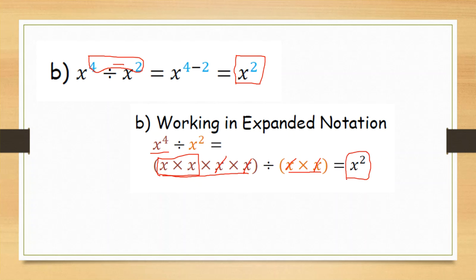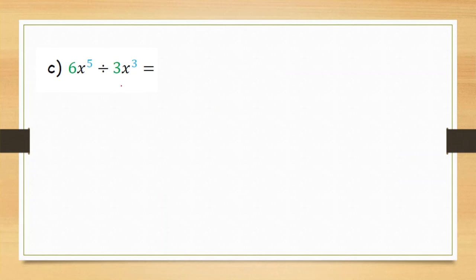as our answer. For part C, if we include the coefficients, so in this part, the green ones, we add the step of going 6 divided by 3, which is 2. So we do the green part first, 6 divided by 3. Then we do the x part. So we've got 5 minus 3, which equals, so 6 divided by 3 is 2. And when we subtract 3 from 5, we get x squared. So our final answer is 2x squared.